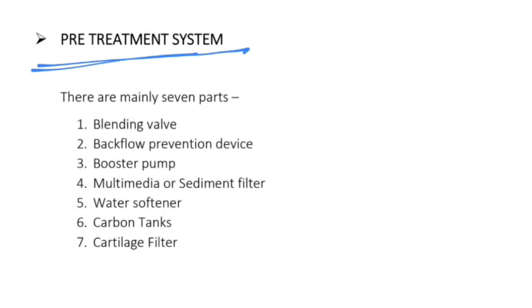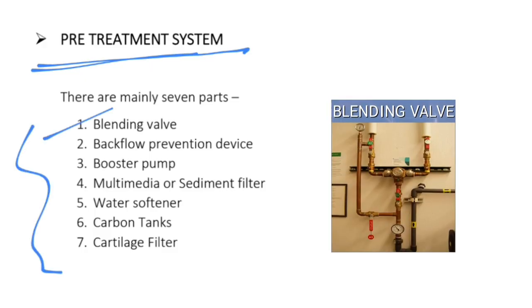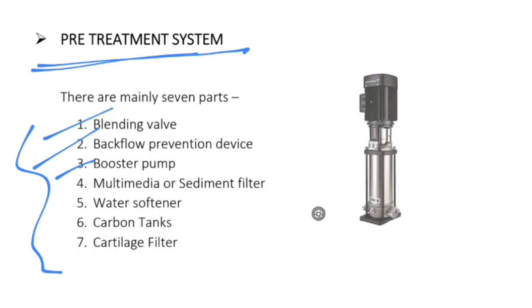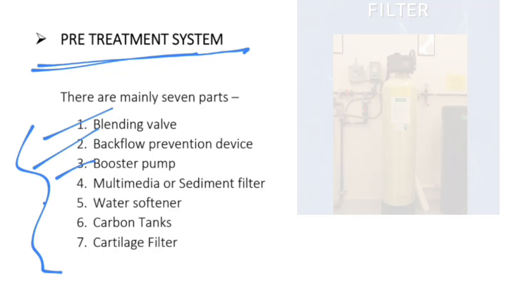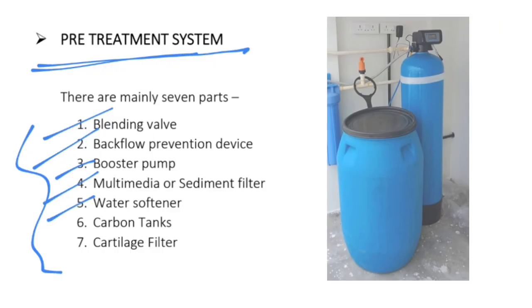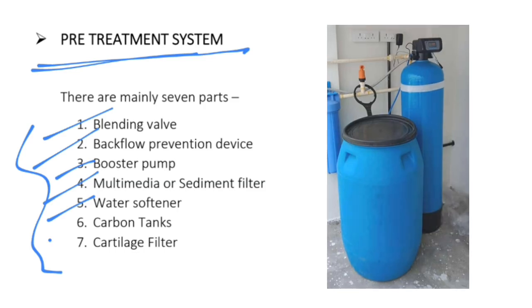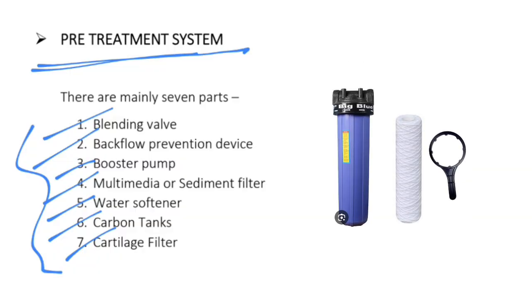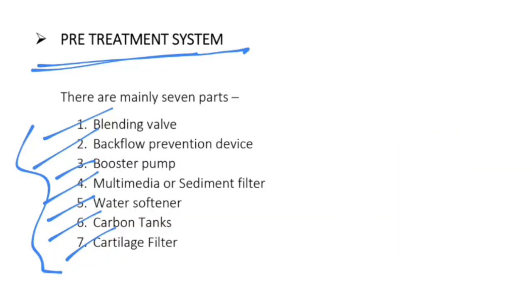The pre-treatment system is made of 7 parts. First one is temperature blending valve. Second one, backflow prevention device. Third one, booster pump. Fourth one, multimedia filter or sediment filter. Fifth, water softener. Sixth, carbon tanks. Seventh, cartridge filter. So it might look like a long system, but it is very easy if we know the mechanism.